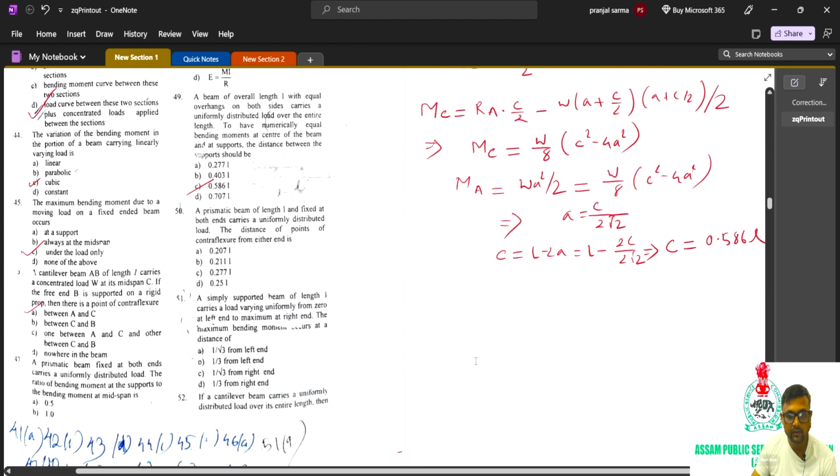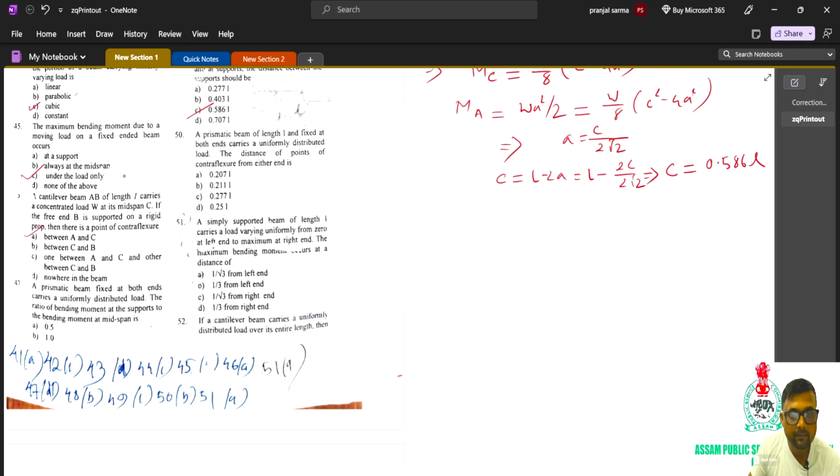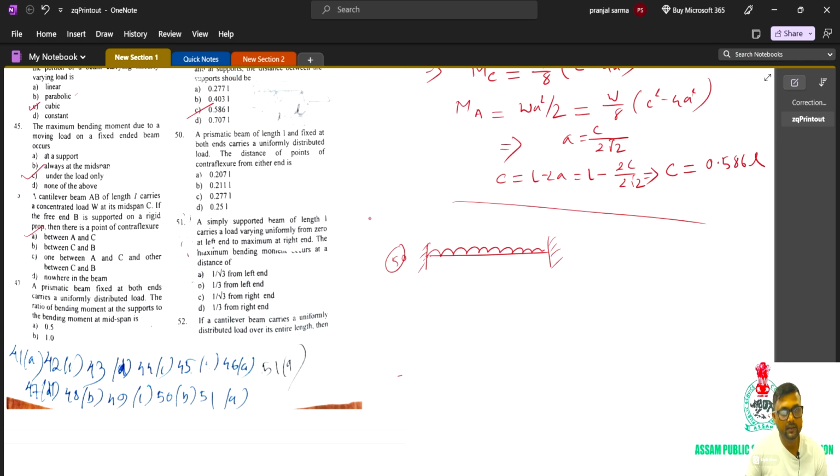Now, question number 50. A prismatic beam of length L, fixed at both ends, carries a uniformly distributed load. This is the standard fixed end moment formula at either end. So now, what is the bending moment diagram?